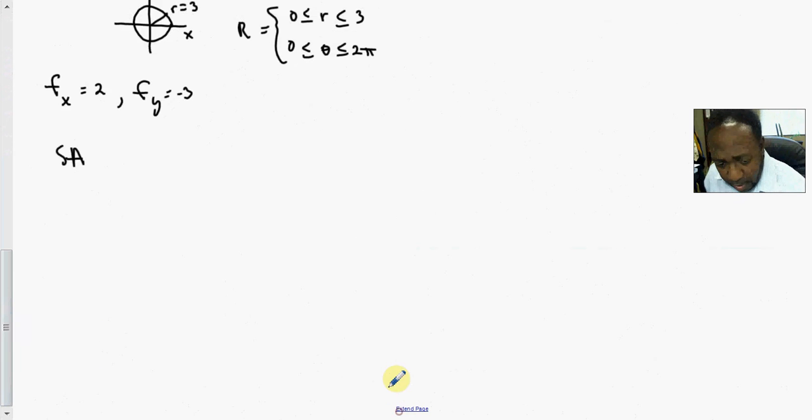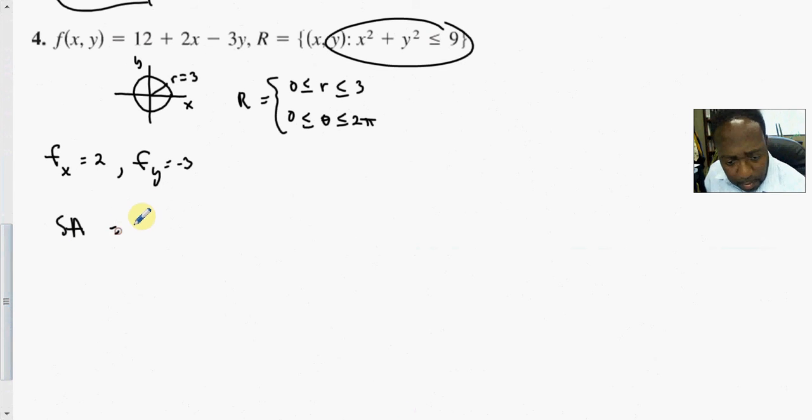So the surface area is this double integral from 0 to 3, 0 to 2 pi.